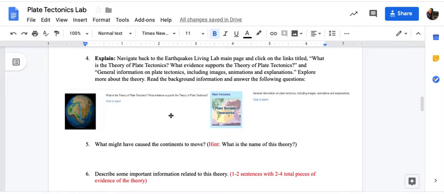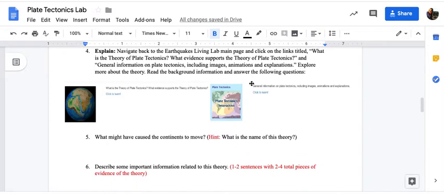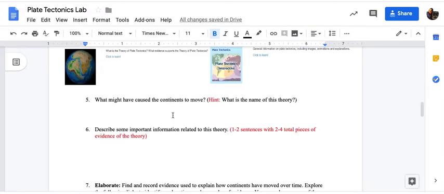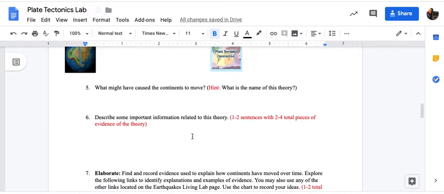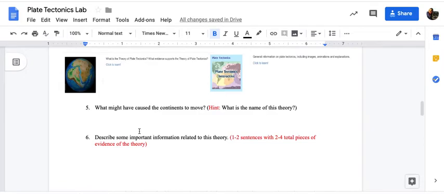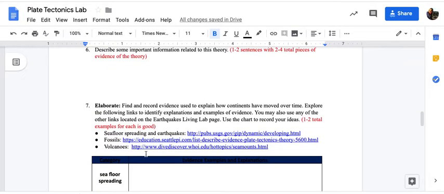The next part is navigate back to the Living Earthquakes Lab and look at what is the theory of plate tectonics and what evidence supports it. So this is what those tabs look like. The question that goes along with those is, what might have caused the continents to move? And I put a hint. The answer to this question is just the name of that theory that we've been studying. For number 6, describe some important information related to this theory. And I said put 1 to 2 sentences with a total of 2 to 4 pieces of evidence to describe the theory. You can use, of course, these. You could use your book as well.